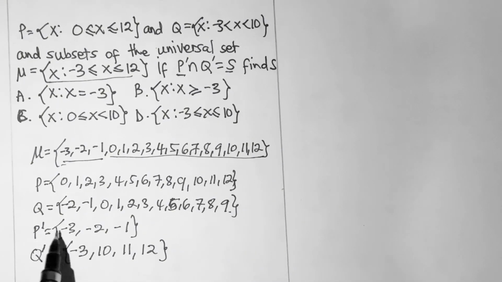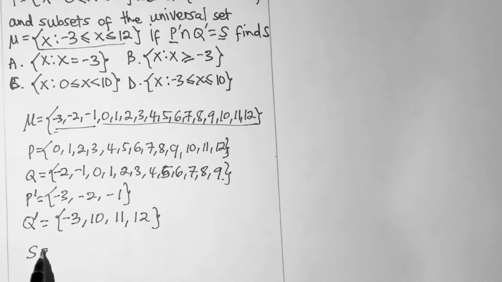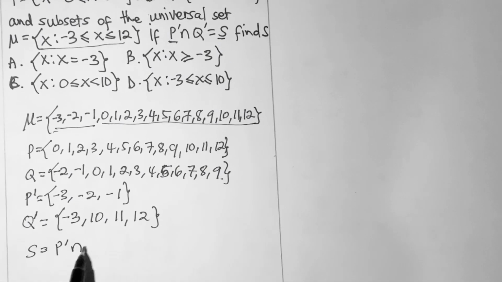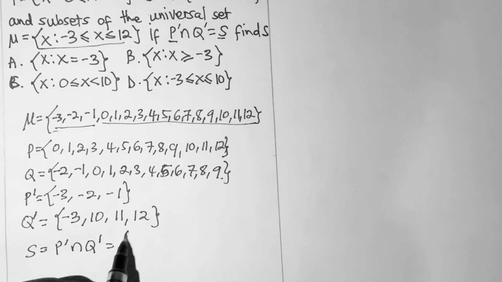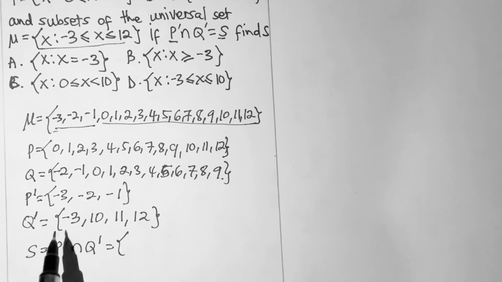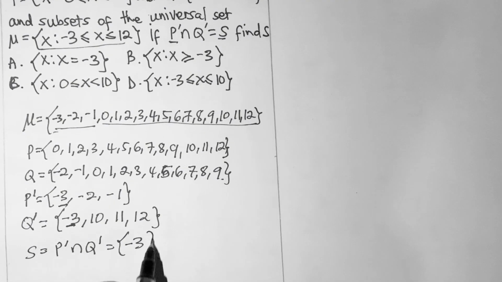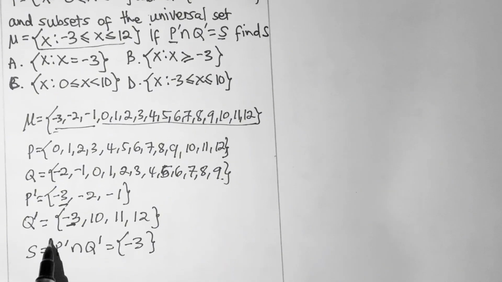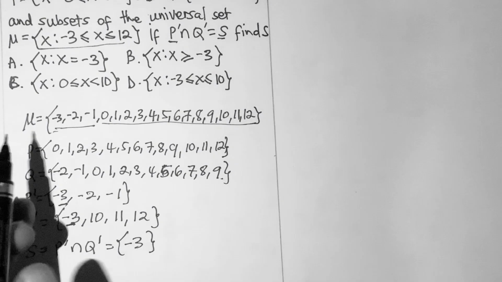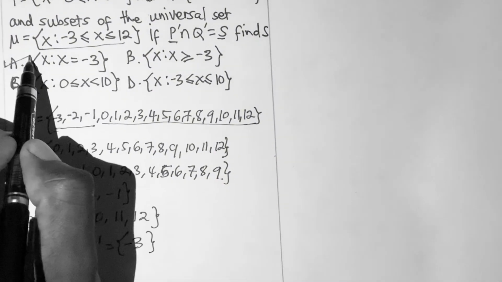So now we are in a good position to find S. We know that S is equal to P prime intersection Q prime, and this is equal to the elements that are in both P prime and Q prime. So we see that it is minus 3. So minus 3 is the only element that is in P prime and in Q prime. And therefore, S is the set of x such that x is equal to minus 3. So the answer is option A.